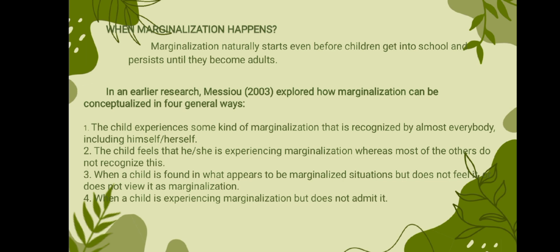Number three, when a child is found in what appears to be a marginalized situation but does not feel it or does not view it as marginalization, the child is objectively in a disadvantaged or excluded situation, but is either unaware of it or has normalized that experience due to their environment. Number four, when a child is experiencing marginalization but does not admit it, the child may know they are being marginalized but chooses not to acknowledge or speak about it, possibly due to fear, embarrassment, or wanting to avoid conflict.